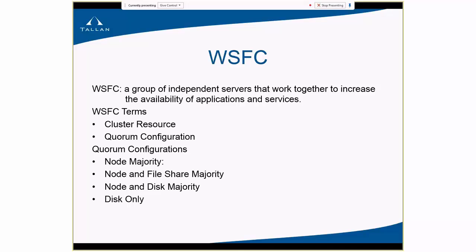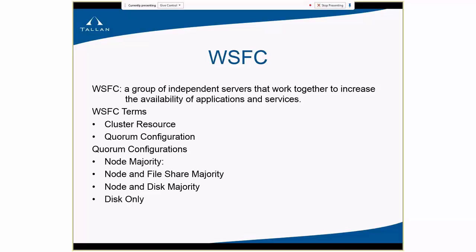Before we jump into it, though, we have to talk about WSFC, or Windows Server Failover Clusters. WSFC is a big topic unto itself, really, but we're going to touch on it because it's a requirement for both availability groups and failover cluster instances. The Microsoft definition of a WSFC is a group of independent servers that work together to increase the availability of applications and services. What that really means is we have a cluster of Windows servers. So when I say WSFC, or Windows Server Failover Cluster, just think of a cluster of Windows servers.